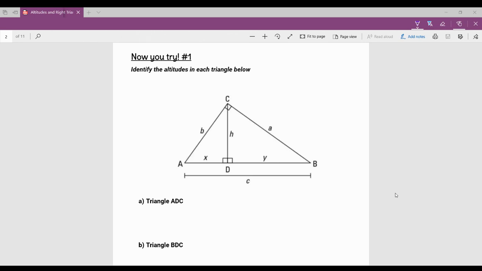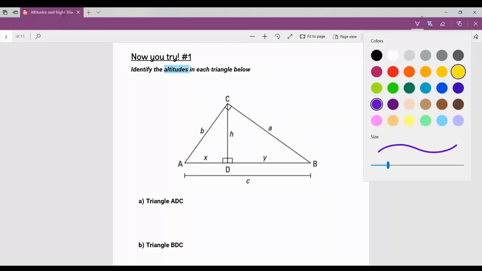This is the solution video for Now You Try number 1, where we want to identify the altitudes in each of the triangles below. So we're going to start with part A here. Identify the altitudes in triangle ADC. So first thing is the altitude is a segment drawn perpendicular to the opposite side.